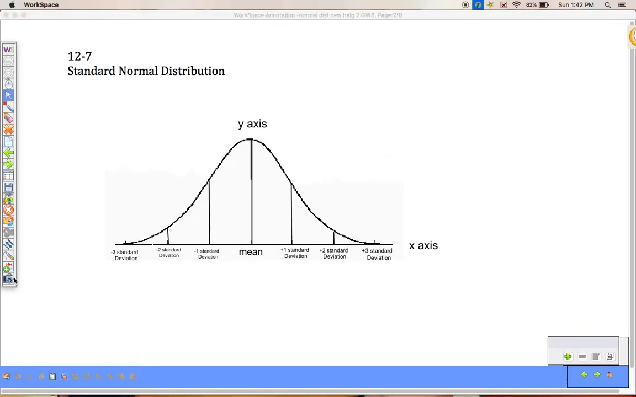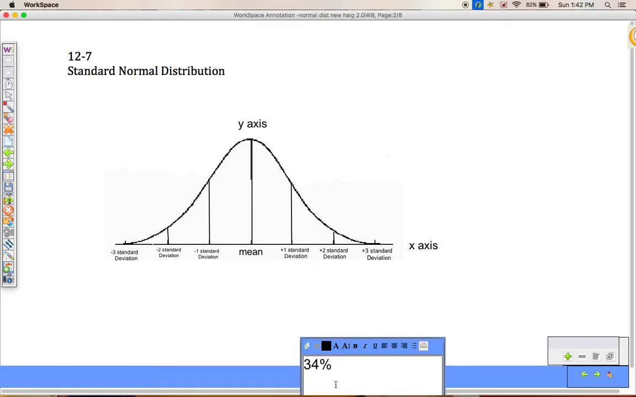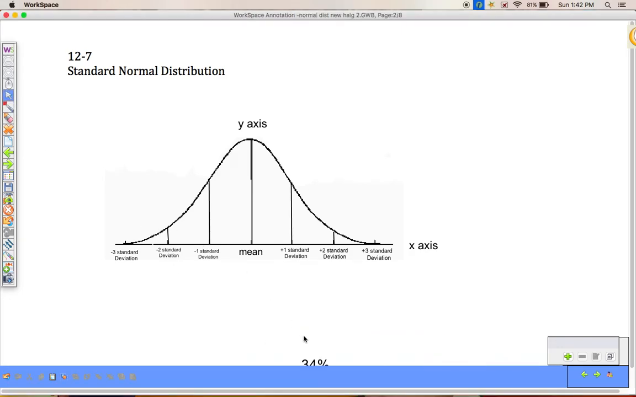All right, so when we deal with this, we're going to have certain percentages that go in each spot. In this first one, from my mean to my first standard deviation, this area here is going to have 34% of the data. Also, on the other side, we're going to have 34% of the data. So between -1 standard deviation and the mean, 34%. From our mean to 1 standard deviation, 34%. So between -1 and 1 standard deviation is 68% of my data.